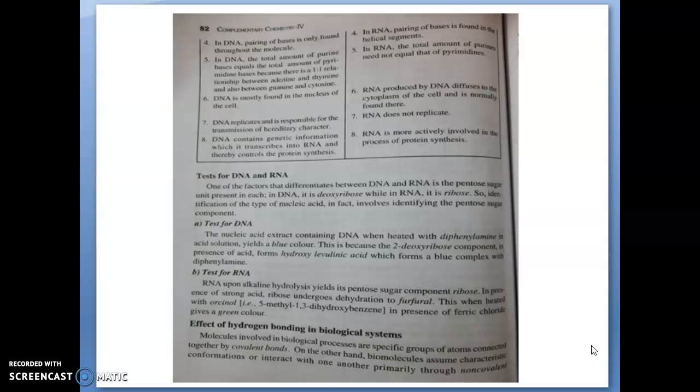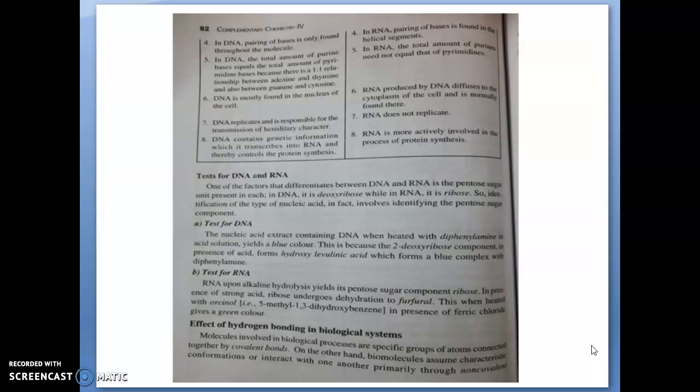So, to identify whether a nucleic acid is DNA or RNA, first of all we have to identify the pentose sugar component. First one is the test for DNA. A nucleic acid extract containing DNA, when heated with diphenylamine in acid solution, gives a blue color. That blue color shows the presence of 2-deoxyribose.